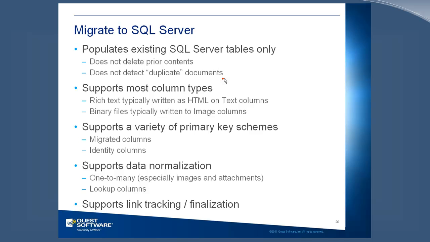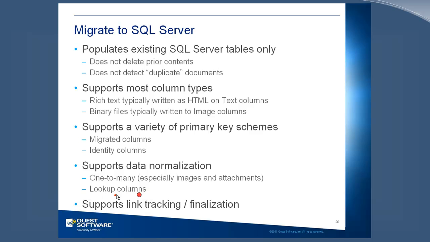Another case of that would be images and attachments. So let's say you wanted to migrate the binary files to a table that had an image column in it. That's fine, except you might have multiple attachments per notes document. So that would be a case where you'd want to normalize that out into a separate table with binary columns, and again, that would be a one-to-many relationship, where we can write out the data and keep the normalization intact.